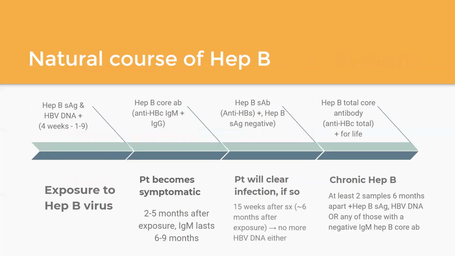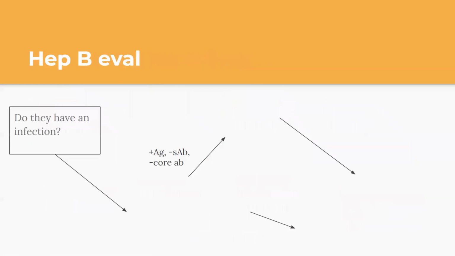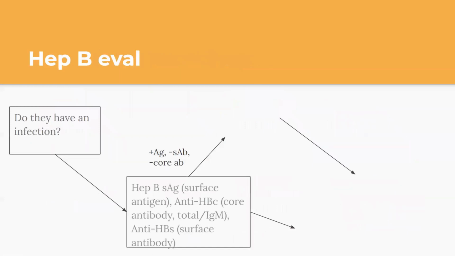So going back to this really overwhelming slide, I just want to highlight again, just to reinforce what we're looking at: number one, we're looking at the Hep B surface antigen, Hep B core antibody, and then the Hep B surface antibody. And then when we're getting into the other things, once you've determined if they're on that path of a chronic infection versus not, then you can order those next fancier tests. So again, recapping one more time: Hep B surface antigen, core antibody, and surface antibody.